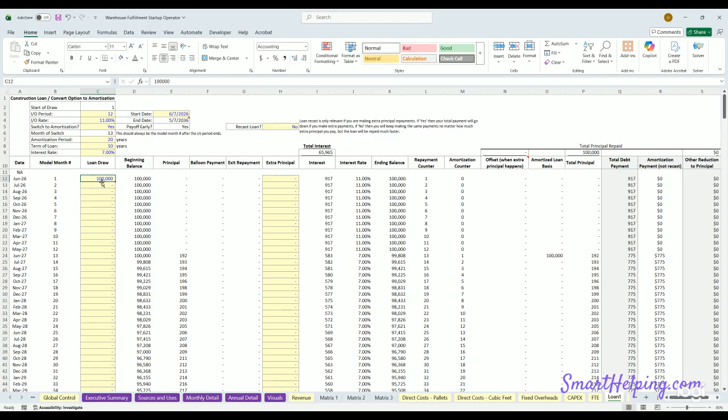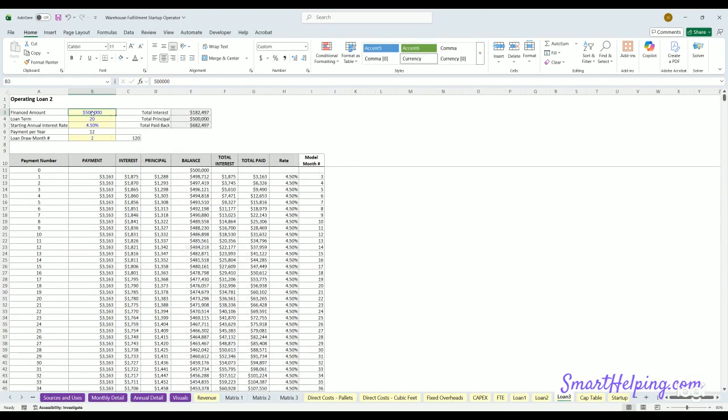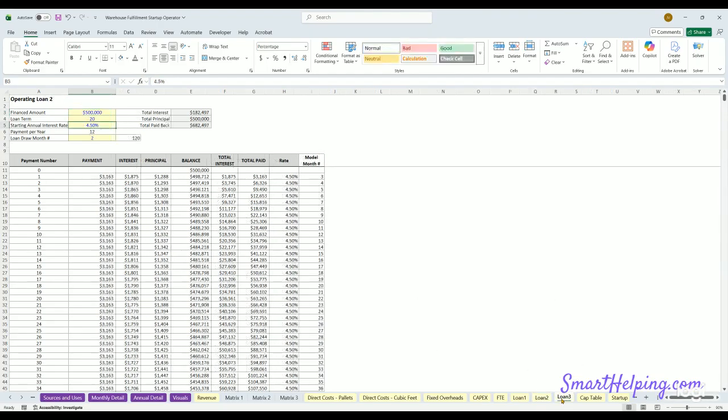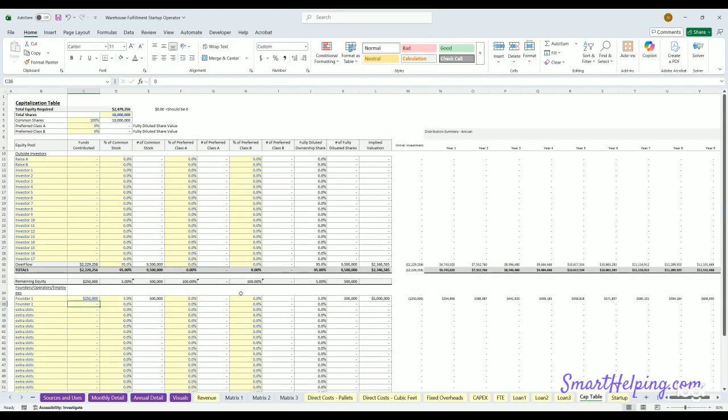We have some loans. You could do loan draws to fund working capital. Interest rate, it can convert to a long-term loan after the interest only period if you want. And yep, pretty straightforward. You've also got loans 2 and 3, which are standard term loans. Could be for other things, equipment, etc. 2 different loans are to define.